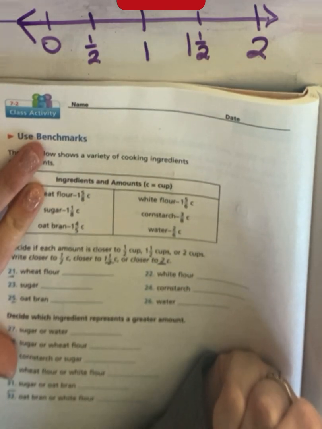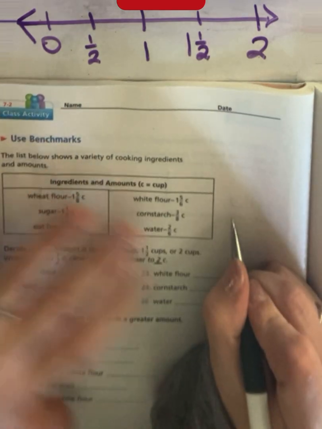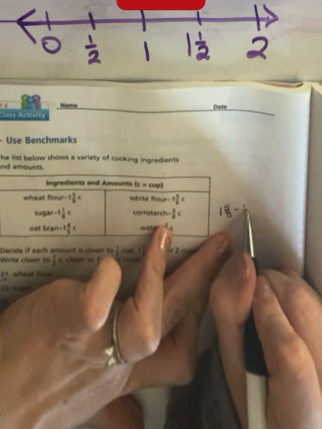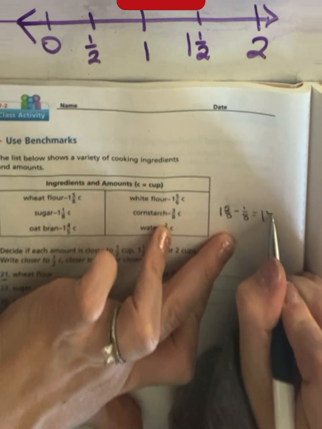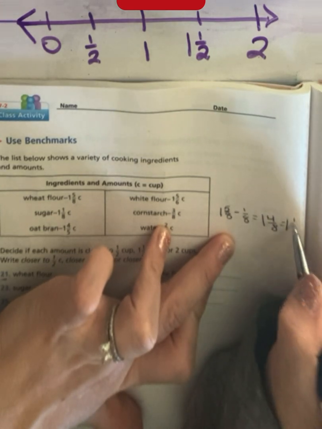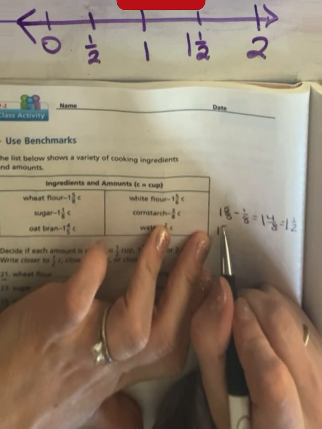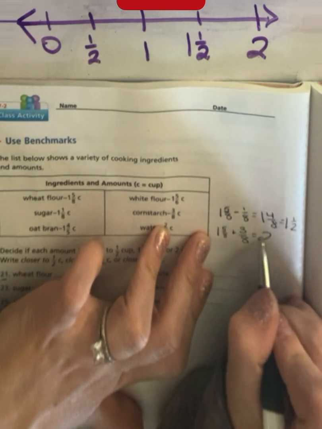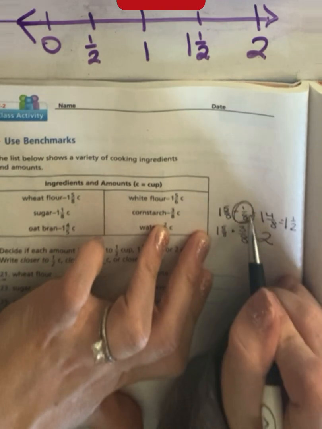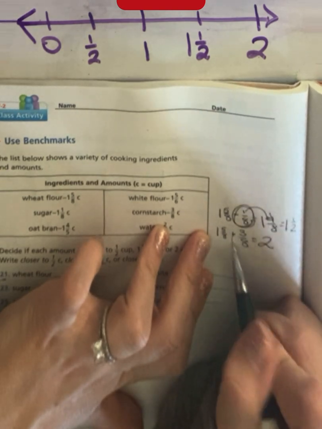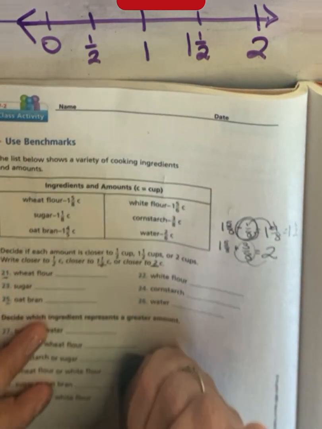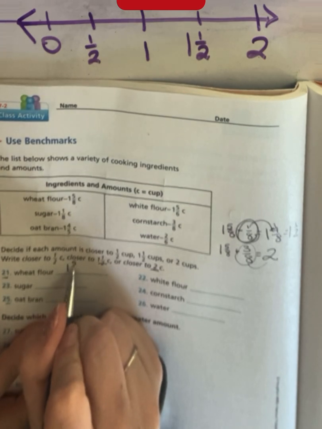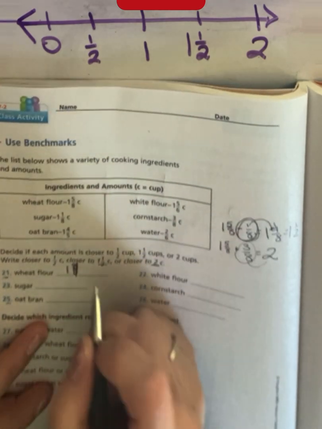I hope by now that you're realizing that it is closer to 1.5, because 1 5/8, if I subtracted 1/8, I would land at 1 4/8, which is that 1.5. However, to get to 2 wholes, I would have to add 3/8 to get to 2 wholes. So obviously this 1/8 shows us that we're closer to 1.5 than these 3/8 show us that we are to 2 wholes. So for wheat flour, we would answer 1 5/8. Oh, I'm so sorry, I messed that up. 1.5.